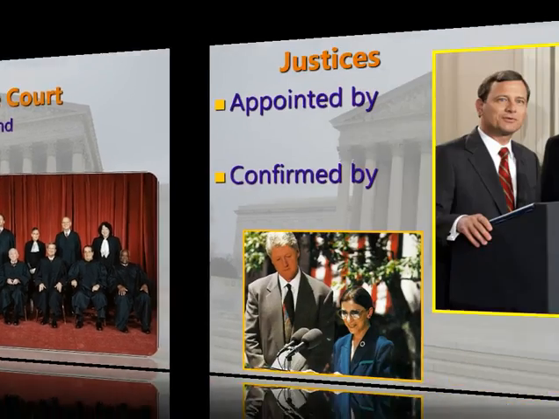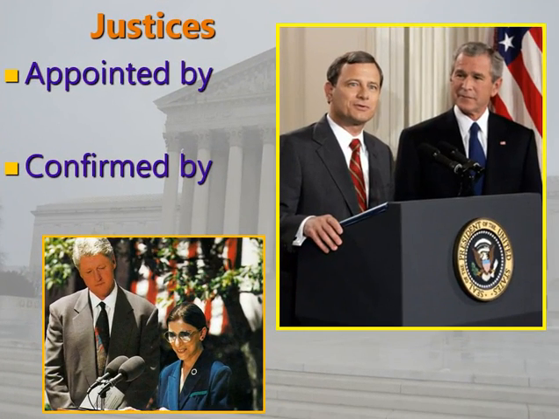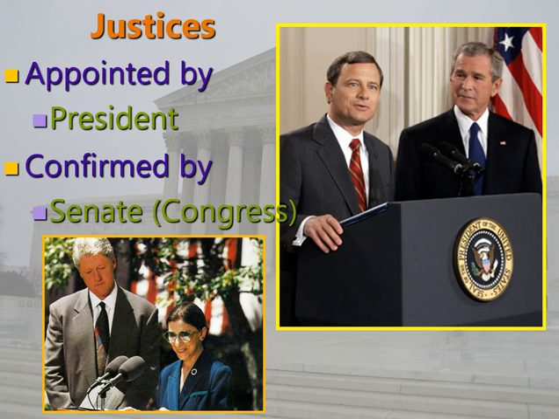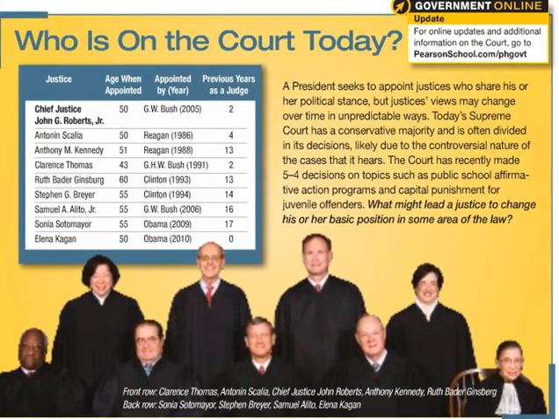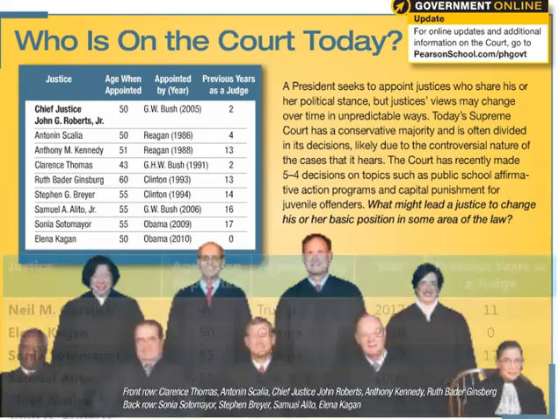So justices, of course, are appointed by, you guessed it, the president, and confirmed by the Senate, or a part of Congress. So pretty basic stuff. We've already done that when we did legislative. Appointed by the president, confirmed by the Senate. And so if we look at who's on the court today, we need to move past this article from your book because we have new justices.